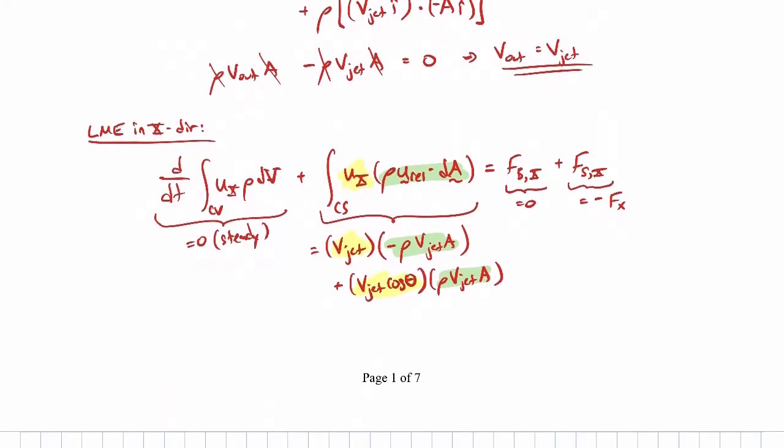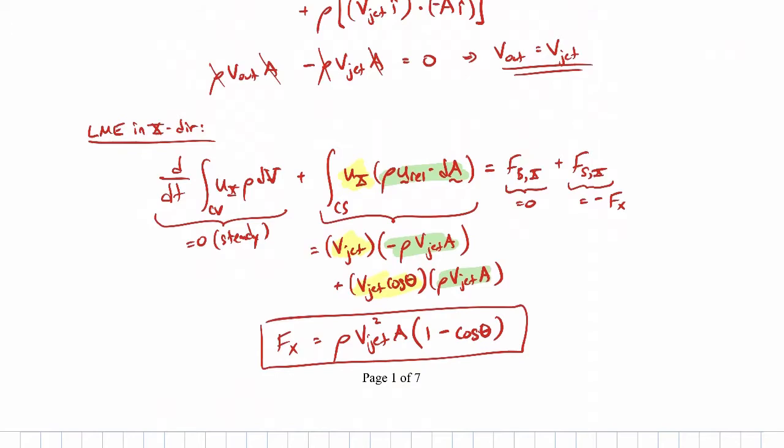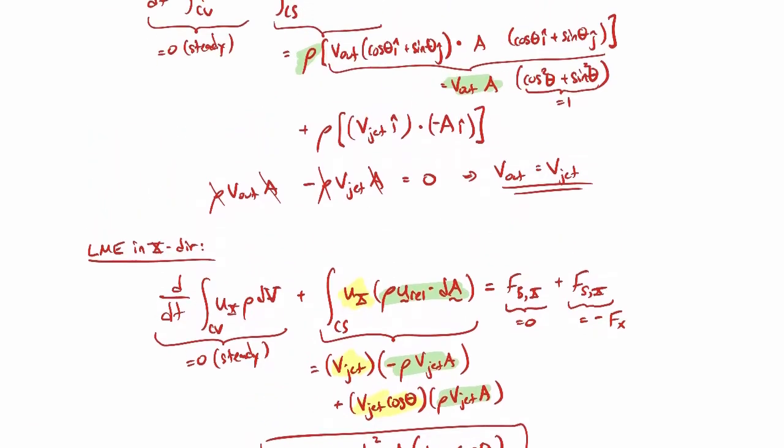Then we can solve this for the force in the x direction. If I just change the sign, what we'll end up getting is 1 minus cosine theta there in parentheses. So that's the force required to hold the cart in place under these conditions. Let me go ahead and do the y component while we're at it.